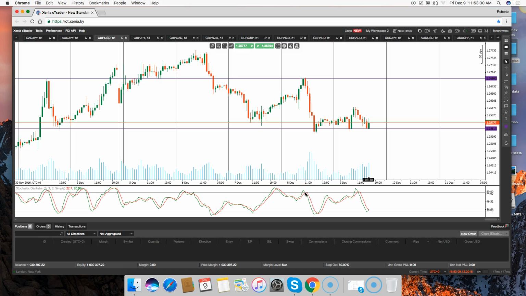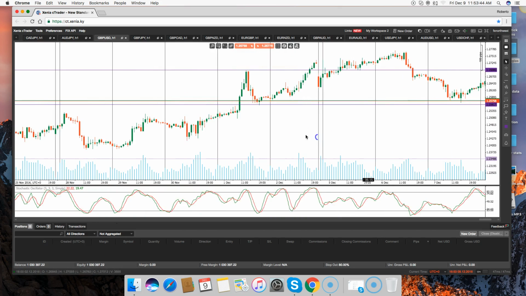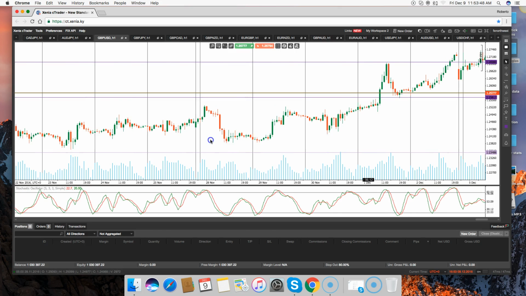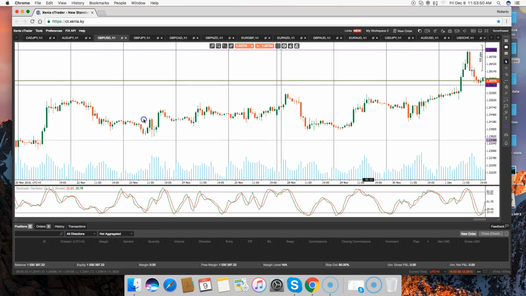Okay, so it is very important that you have at least 3 of these things line up in order for you to have a high probability trade setup. Otherwise, it may not work out. So what I'm going to do is just go back in history, look at several pairs, and see if in fact we do have a trade based on these 3 parameters.